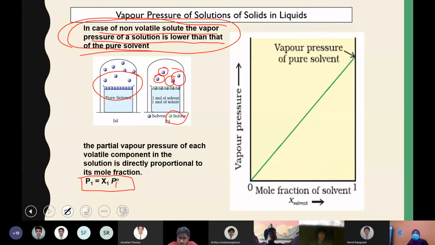And here also Raoult's law is applicable, like partial vapor pressure is directly proportional to its mole fraction. As here there is only one volatile component, that is the solvent, you write only one equation: P1 is equal to chi1 into P1 naught. And the graph is also with one line.